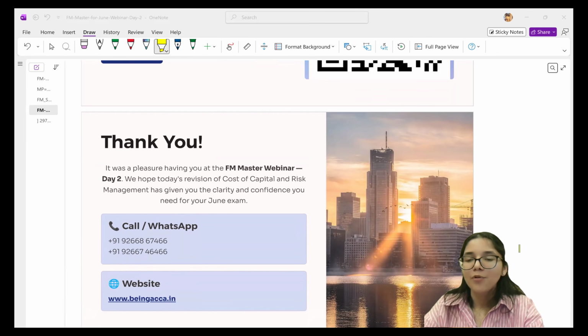Is Islamic finance important from the perspective of Section C? Absolutely, yes, Shreya. Very commonly repeated topic.